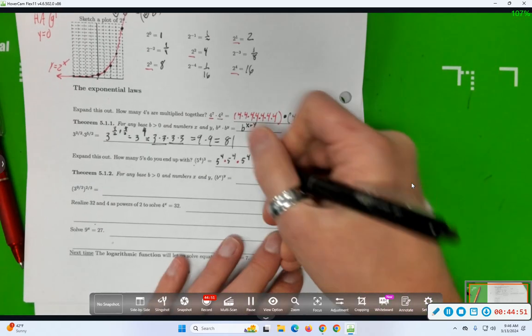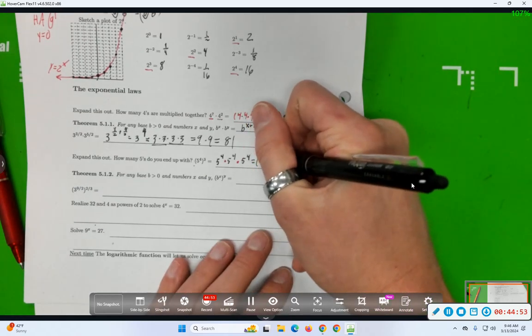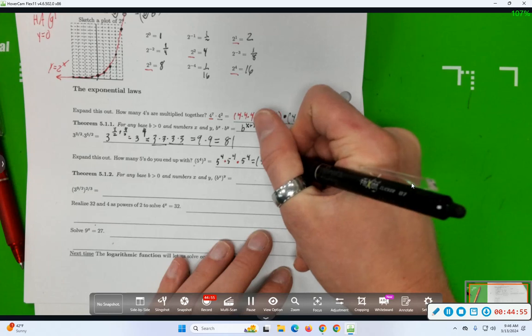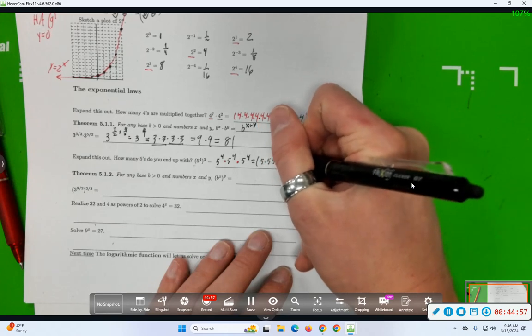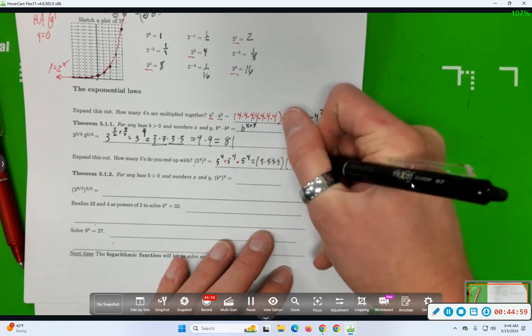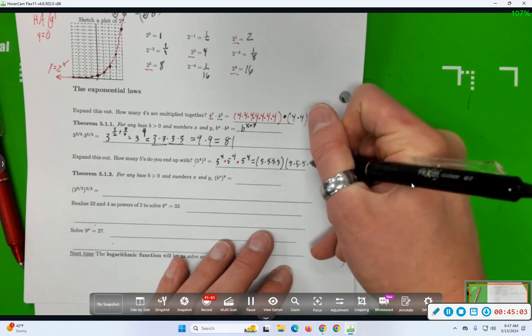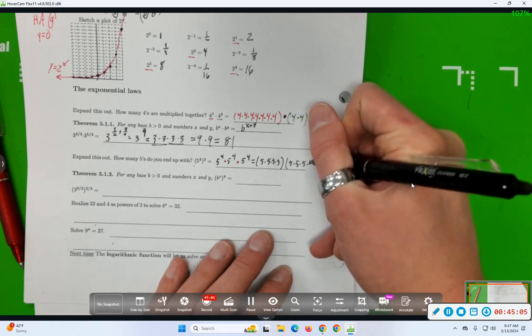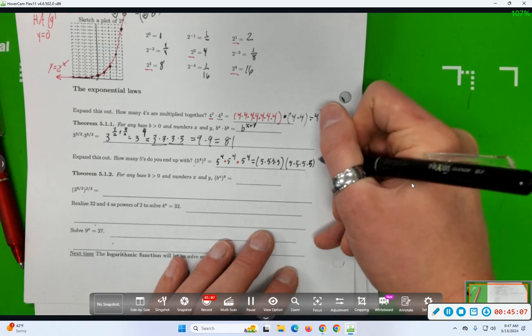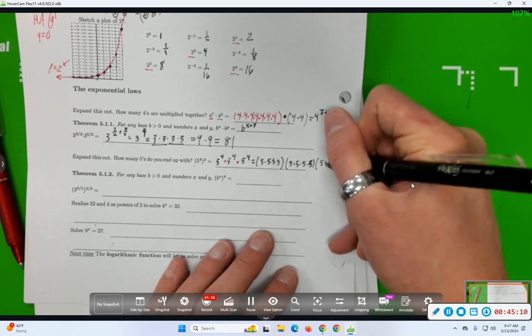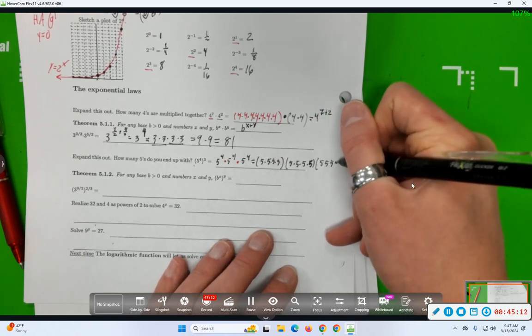All right, each of those 5 to the 4ths I can replace with 4 5s in a row. 1, 2, 3, 4. 1, 2, 3, 4. 1, 2, 3, 4.